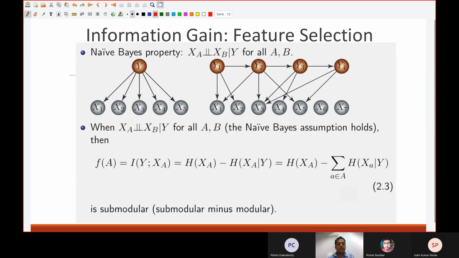What you could do, however, if they are independent, so you all have heard of the naive Bayes classifier, right? The feature XA is independent of feature XB given the class label. If that happens, then let's see what the decomposition is. F of A is I of Y comma XA, which is H of XA minus H of XA given Y. This should be familiar to you. This is exactly reproducing the definition.